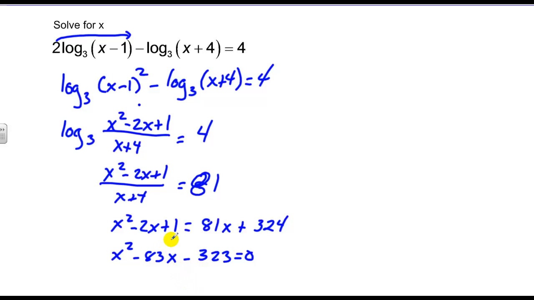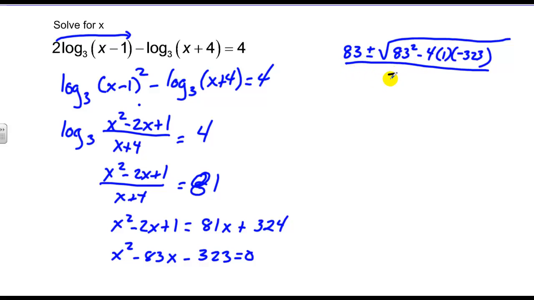No idea whether this is going to factor or not. Chances are we go straight to the quadratic formula. So I have 83 plus or minus the square root of 83 squared minus 4 times 1 times negative 323, all over 2. And now we can plug that into a calculator and move from there.